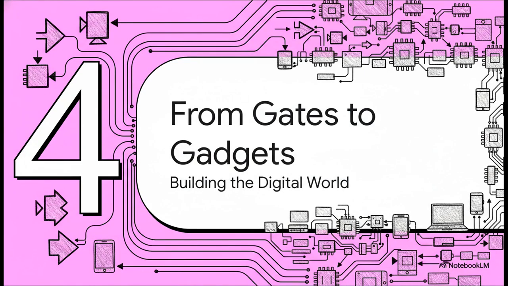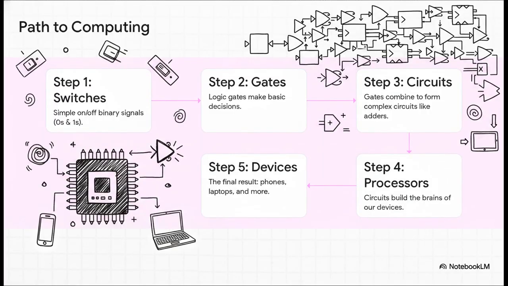So we've met all these individual gates, these tiny little decision makers. But how do we get from them to the incredibly sophisticated technology we use every single day? How do they build our world? Well, it's all about building up in layers, but at an almost unbelievable scale. We start with those simple on-off signals, the zeros and ones. Those signals feed into our logic gates to make tiny decisions. Then millions, or today even billions of these gates, are crammed together to form complex circuits that can do things like basic math. And then those circuits are assembled into microprocessors, the brains that power everything from our phones to our cars.